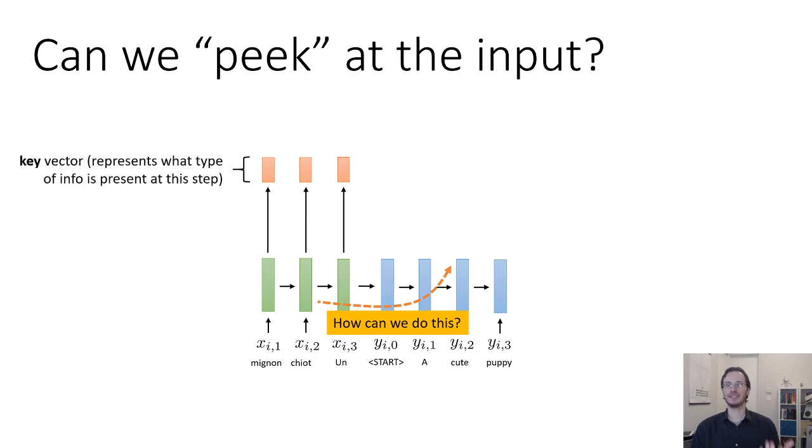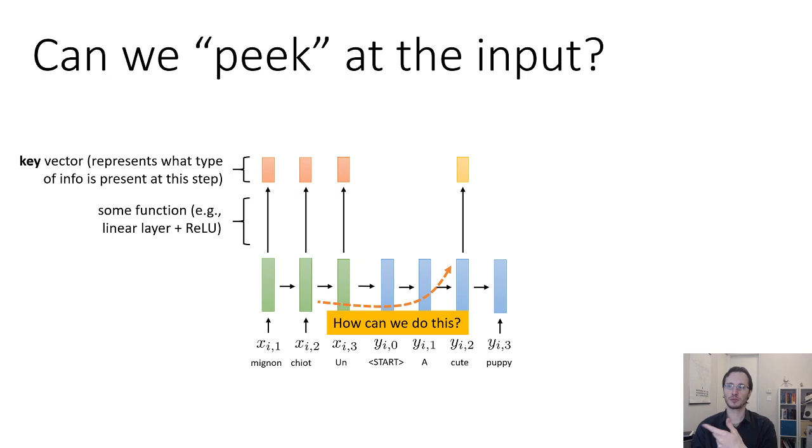We call this a key. Intuitively, it represents what type of information is present at this step. But we're not going to specify the key manually. It's actually going to be learned as part of the learning process. So the mapping from the input hidden state to this key is some learned function, like maybe a linear layer. In practice, oftentimes a linear transformation is enough.